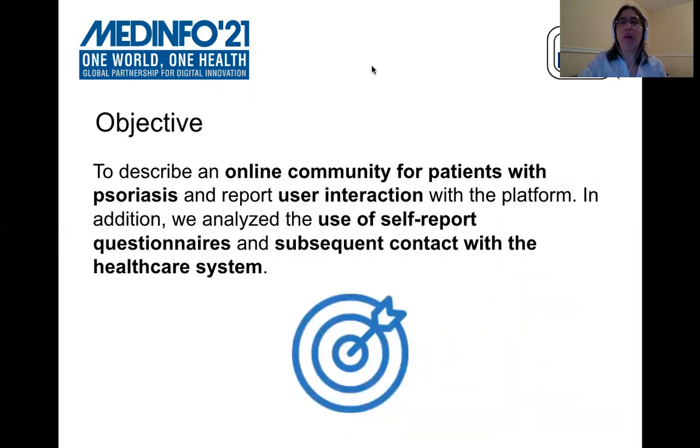Well, the aim of this work was to describe the online community for patients with psoriasis and also report user interaction with the platform. We analyzed the use of self-reported questionnaires and the subsequent contact with the healthcare system, considering the recommendations triggered by the results of these scores.